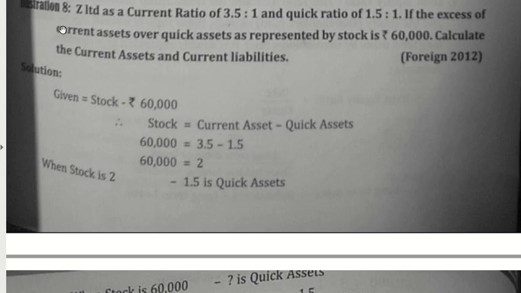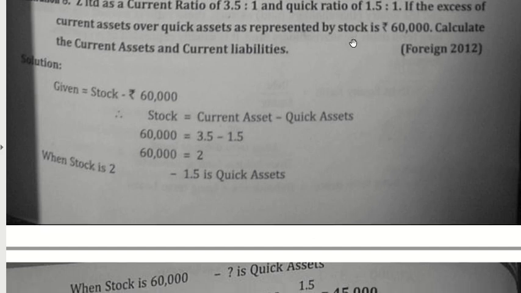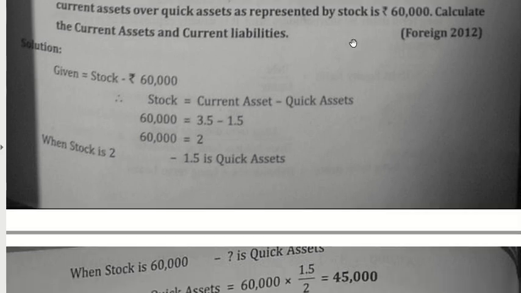So next question, they have given the current ratio is 3.5:1 and quick ratio is 1.5:1. The excess of current assets over quick asset is represented as stock, meaning to tell current assets minus quick asset is considered to be a stock, which is 60,000. Calculate the current assets and current liabilities.